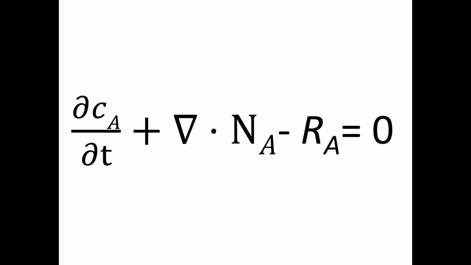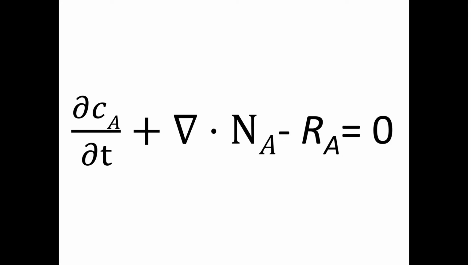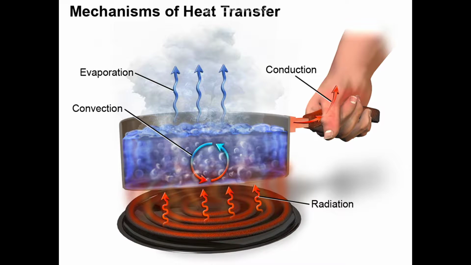This is the governing equation of mass transfer, showing the relationship between rate of accumulation, rate of production, and gradient of flux. But we don't need to get into too much detail about this. For now, let's move on to heat transfer.